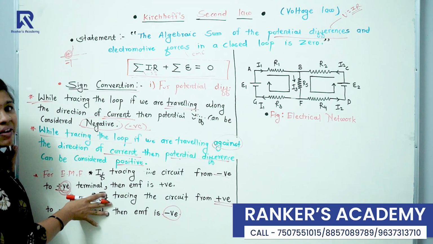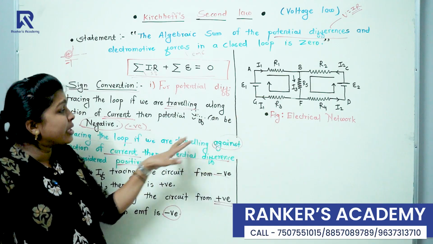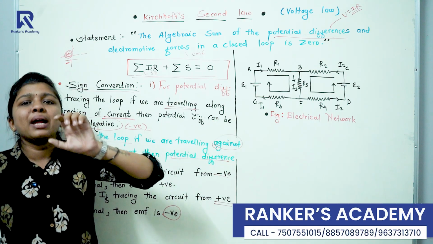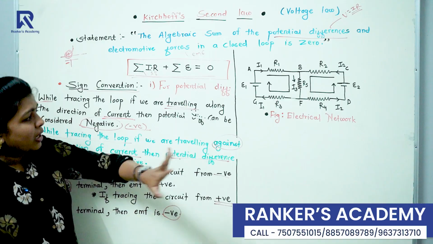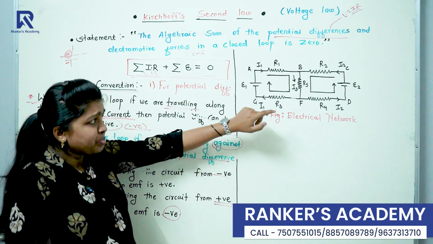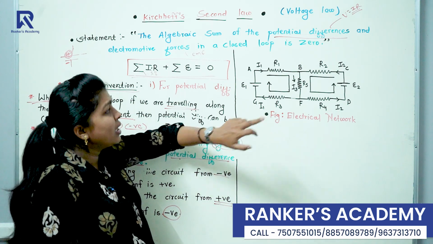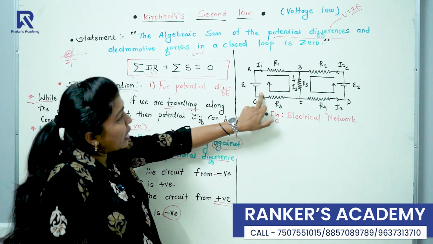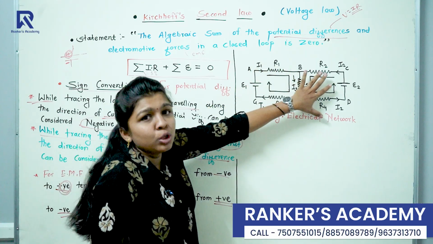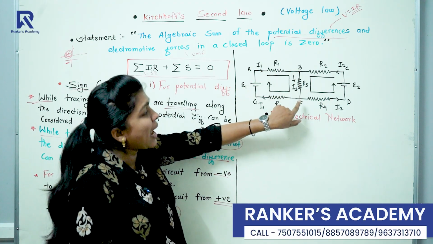So this sign convention we have to apply for an electrical network. By using this sign convention, we can simplify any complicated electrical network. Here I have taken a simple electrical network. Now see, there are different junction points, and two loops I have considered. In this electrical network, two different loops are there, and these two loops are combined by two junction points, that is B and F.